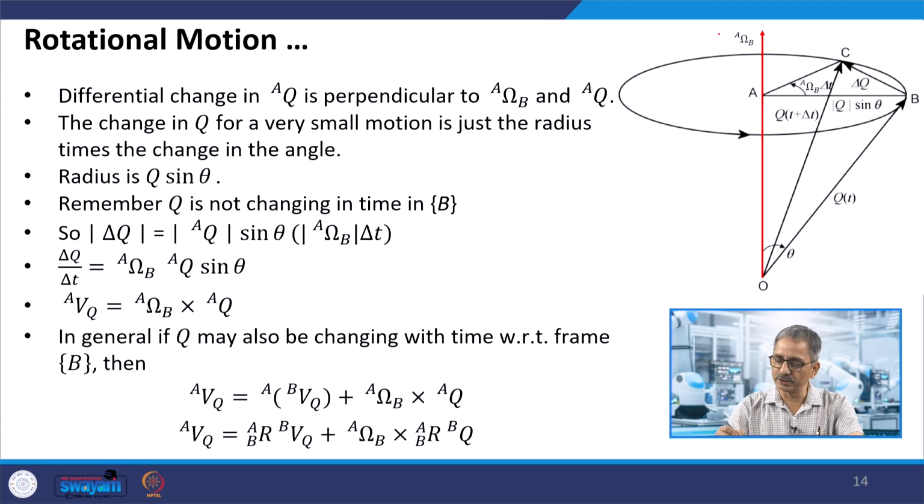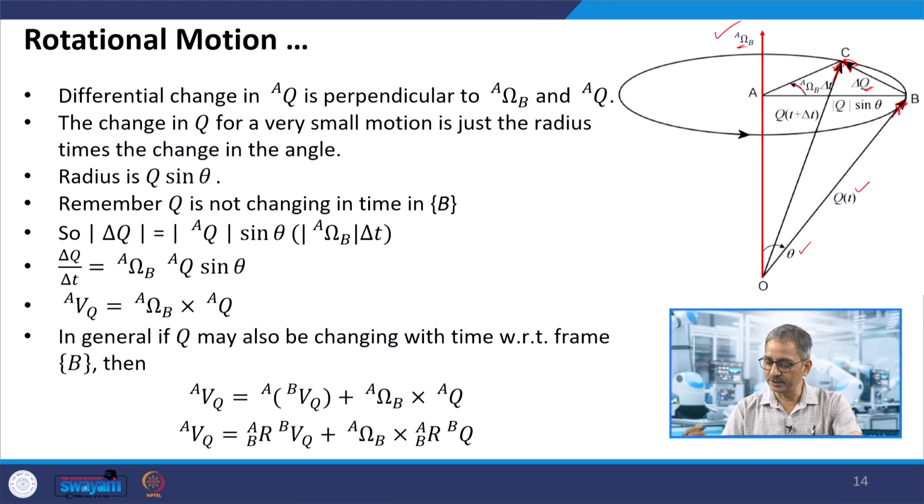Now, in this figure you see this is omega BA, and say this is Q at t, located at an angle theta over here, and this represents the angular velocity of frame B with respect to frame A. So, in an interval of delta t time, the rotation is omega BA times delta t, and in that time this Q at t is going to reach from here to here. So, naturally this is going to be the change delta Q.